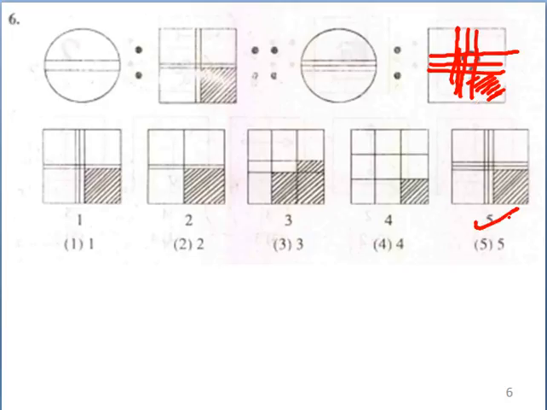So option 5. See if I look here, there are only 2 lines, here 3 and 2. So this is ruled out. 2, 2 and 1 is ruled out. This is entirely changing the figure, so ruled out. The answer is option 5.